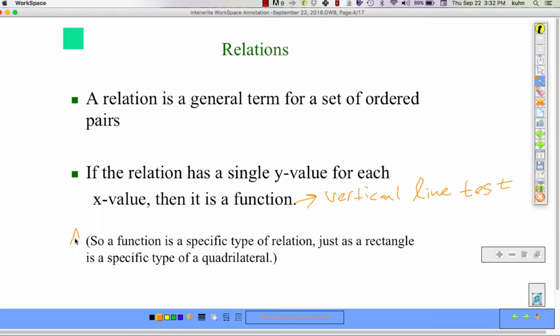So I like this little example they put at the bottom. A function is a specific type of relation, just like a rectangle is a specific type of quadrilateral. So all functions could be written as a relation, but not necessarily all relations are going to be functions.